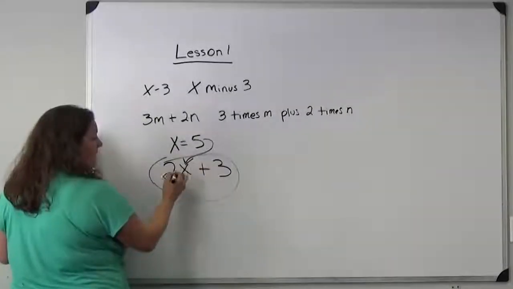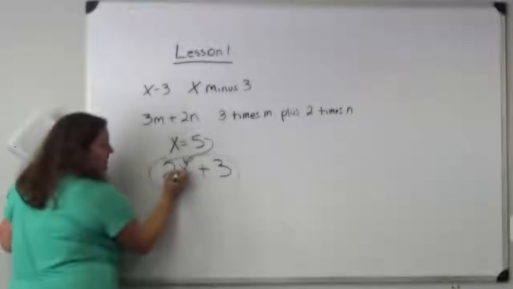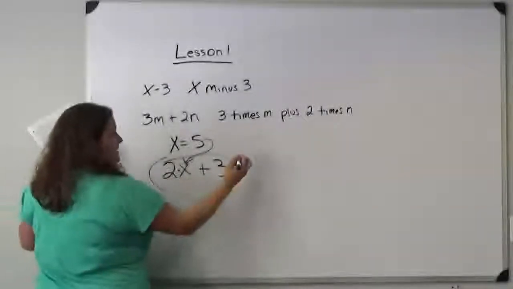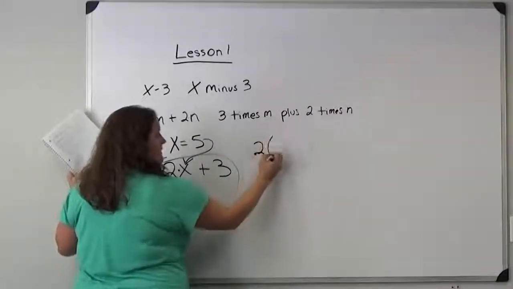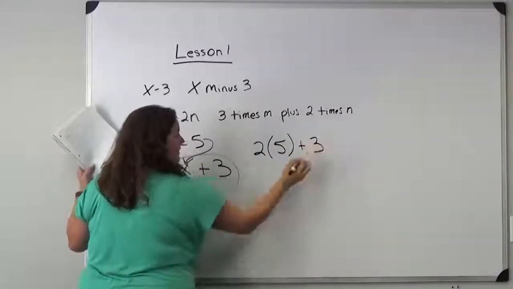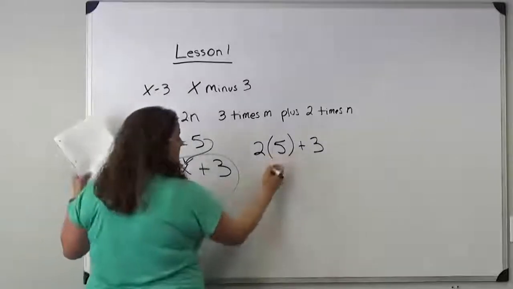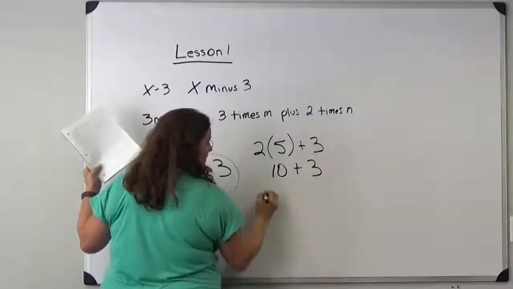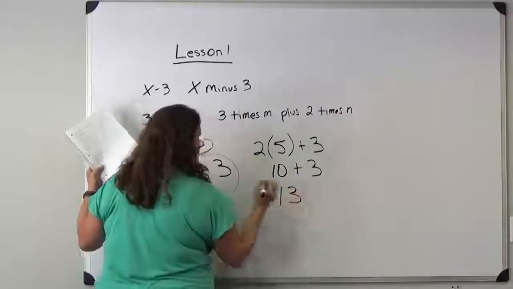You take the 2x plus 3, and in place of this x, you put 5. Now remember that the multiplication is implied there. It's not going to be spelled out, but just a number next to a variable means that they're multiplied together. So I would rewrite this as 2 times 5 plus 3. Now we know that 2 times 5 is 10, plus 3, and our answer is 13.